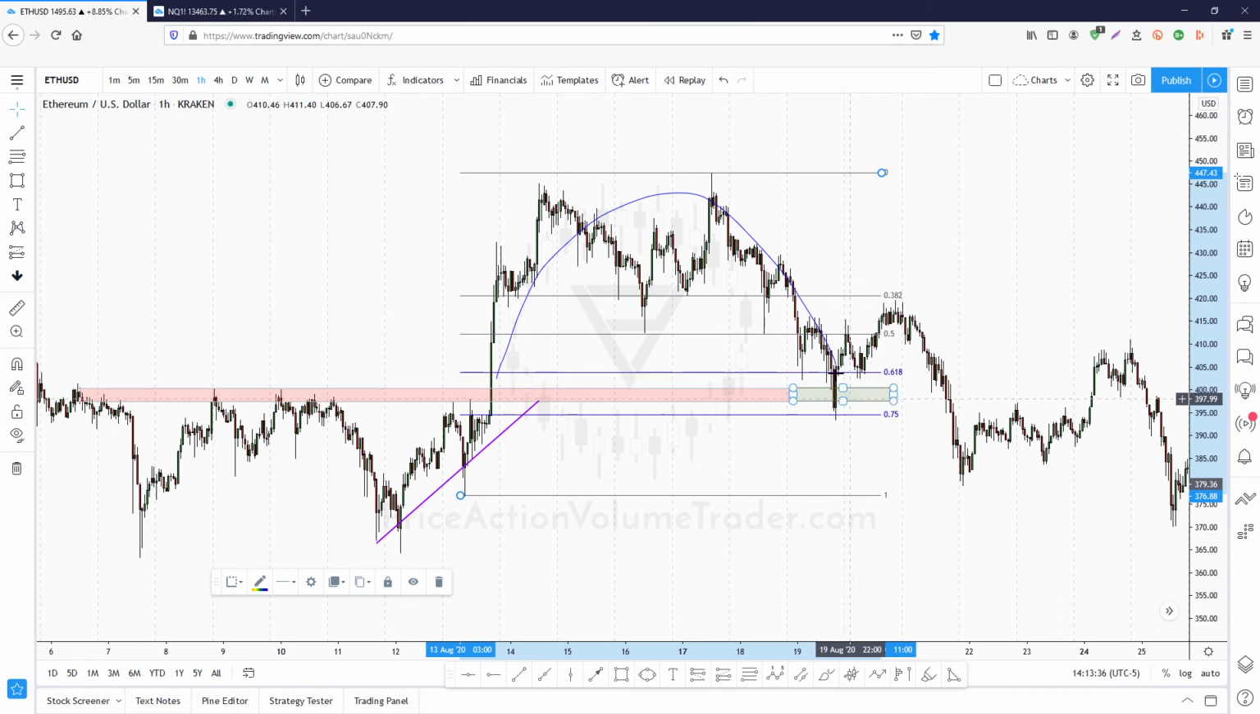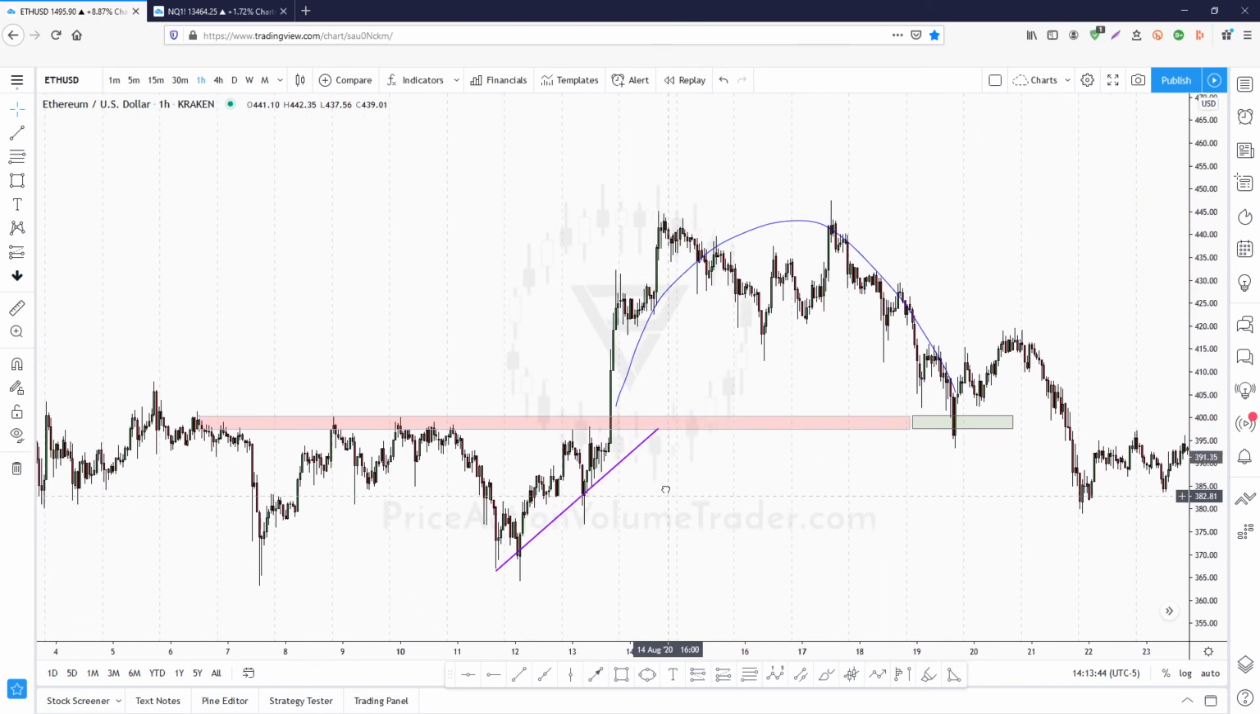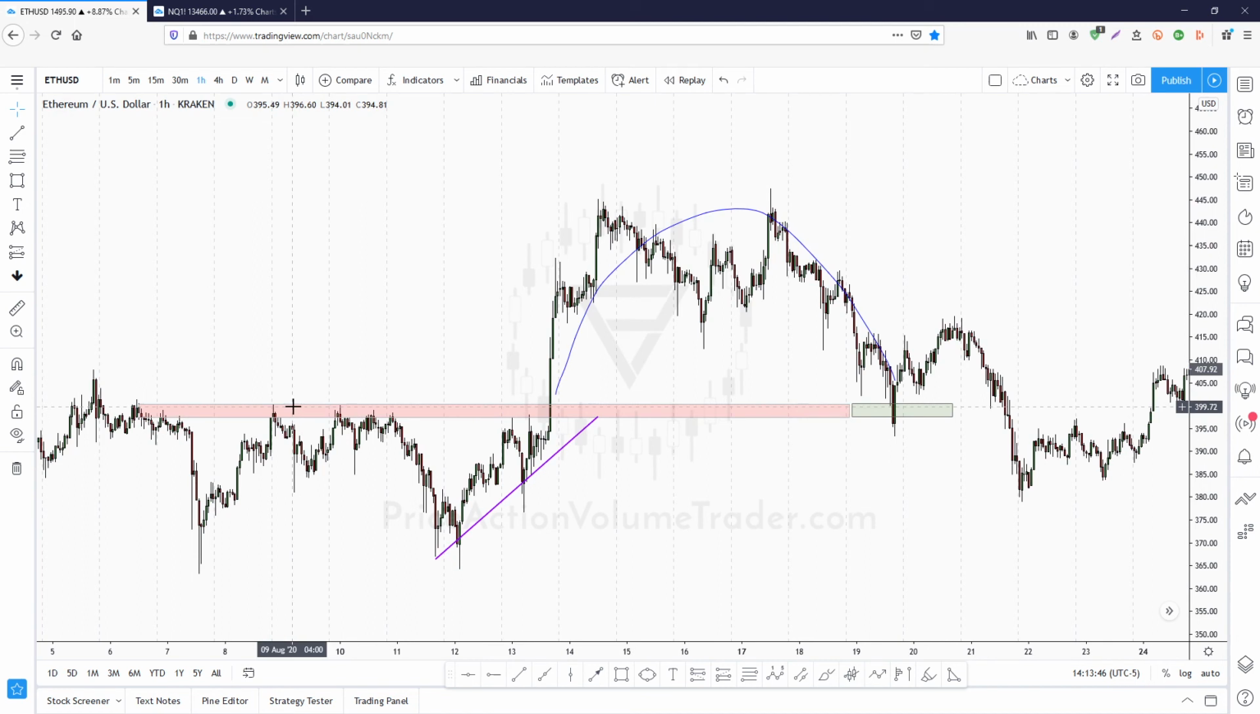We went between 0.618 and 0.75 in this case. But again, the Fibonacci is just an extra tool if you want. Even just looking at this level, I would just leave a limit order here to buy with my stop loss, like I said, below the last consolidation cluster.